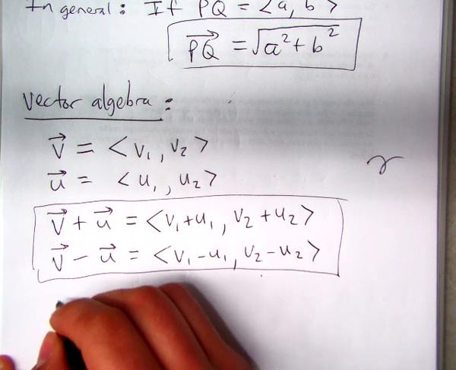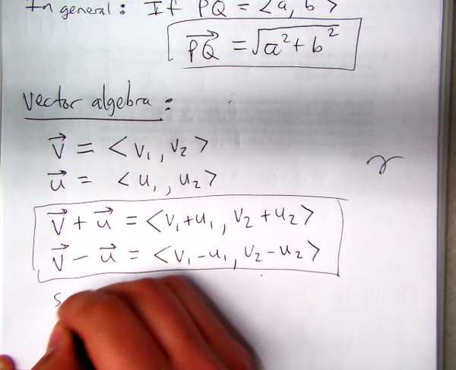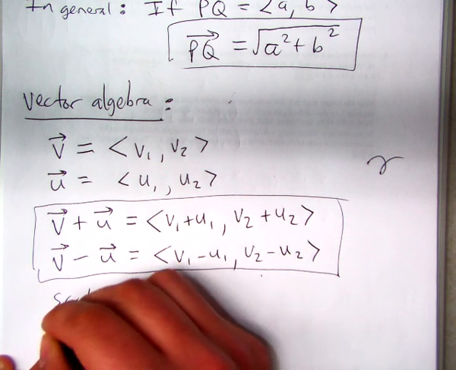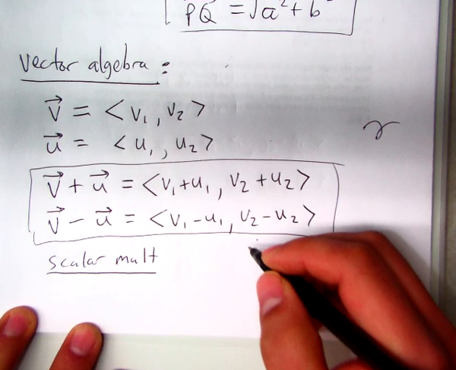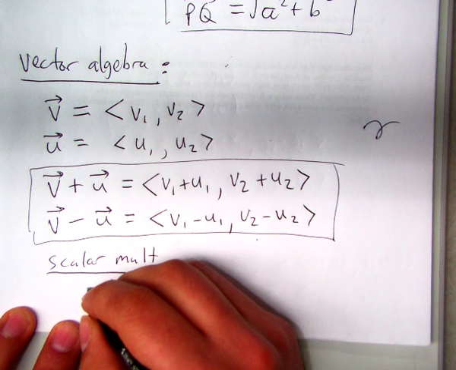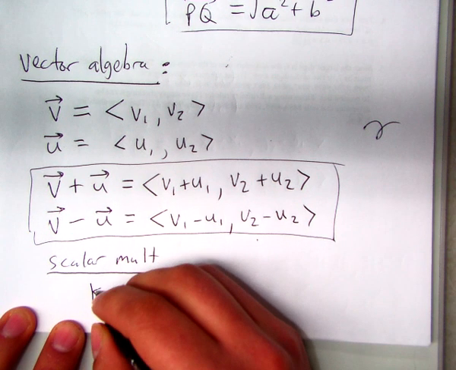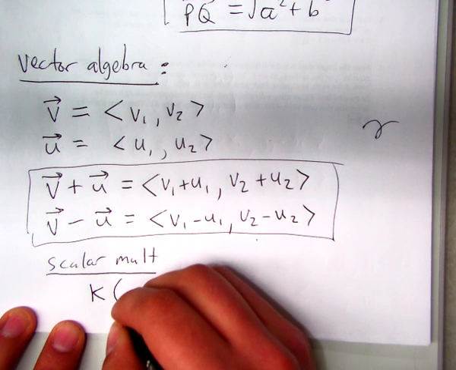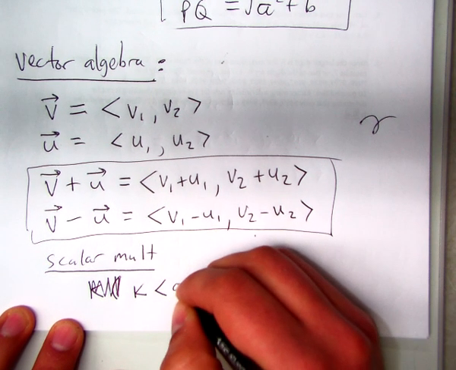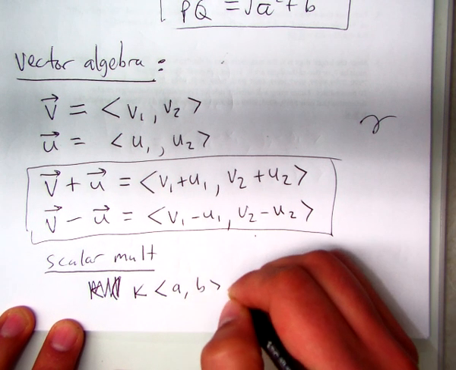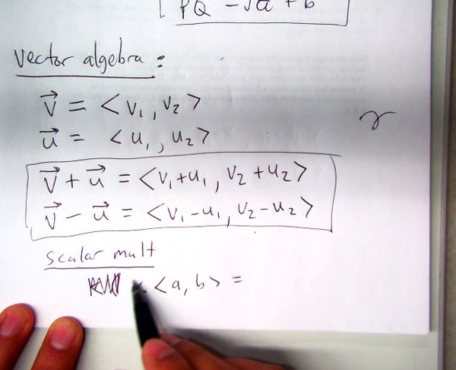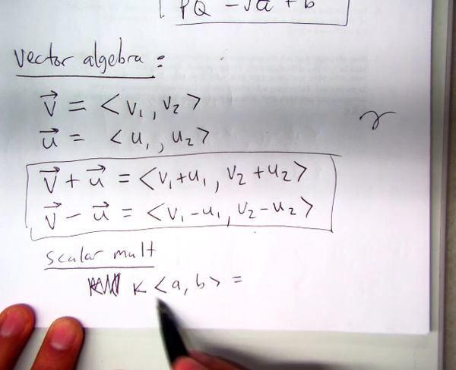Henry. Alright, scalar multiplication is pretty easy as well. If you have a scalar, which just means a number, let me rewrite that, times a vector, let's say AB. Scalar means you have a normal number and you're multiplying it with a vector.